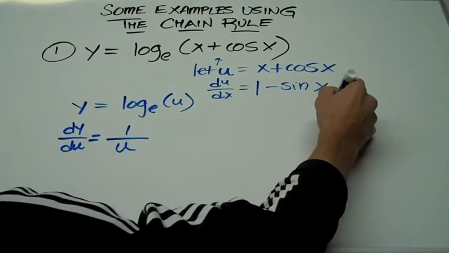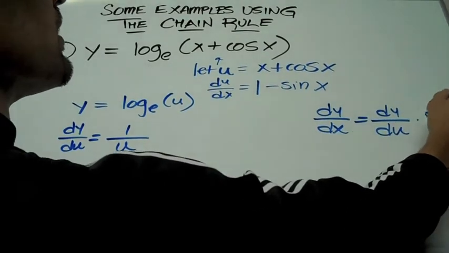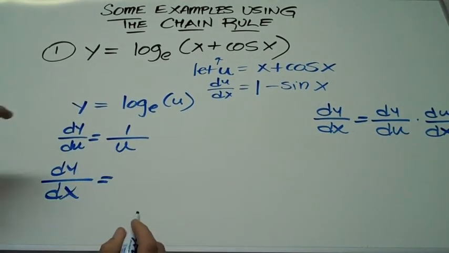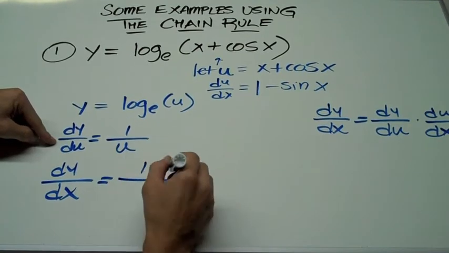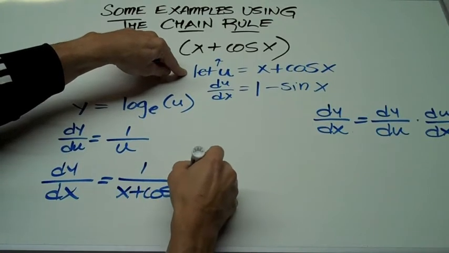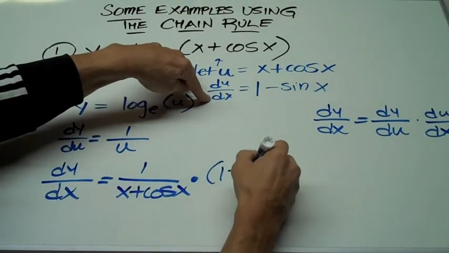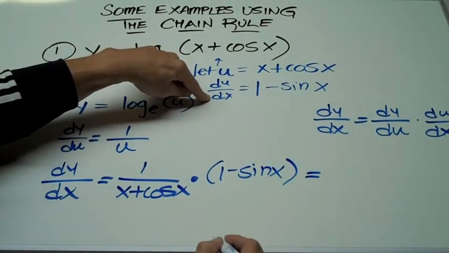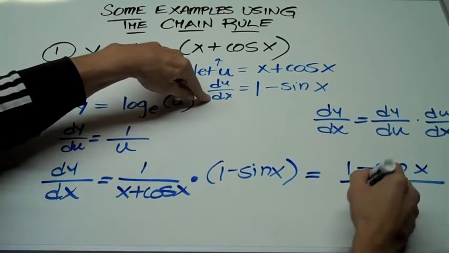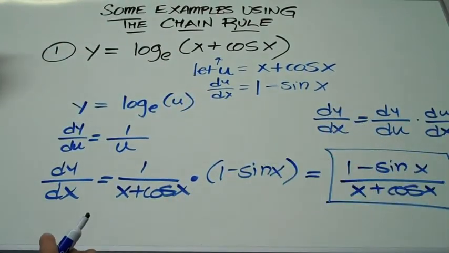Now I can finally use my chain rule. Dy dx is equal to dy du times du dx. So dy dx is equal to, well, dy du is 1 over, it's not just u, we know u is equal to x plus cosine x, times the derivative du dx, which is 1 minus sine x. So my final answer is 1 minus sine x over x plus cosine x. At this point, I'd always be trying to simplify that, but that's as far as we can go there.